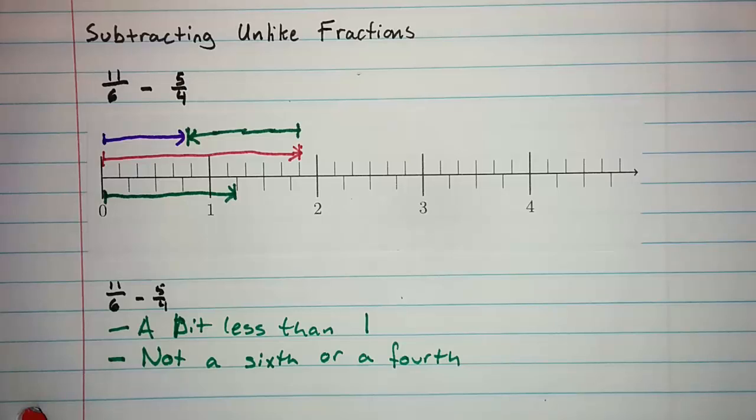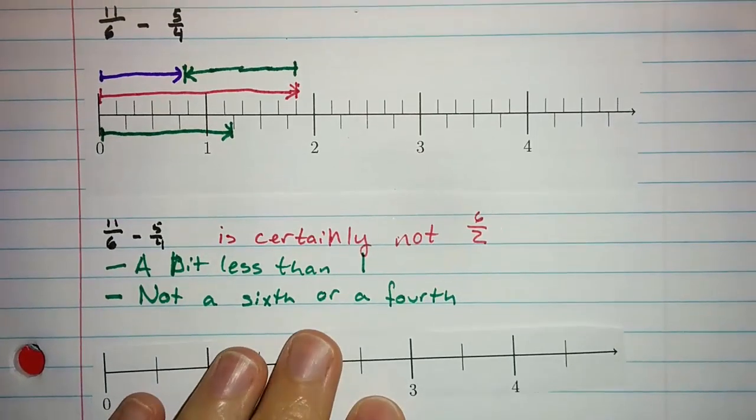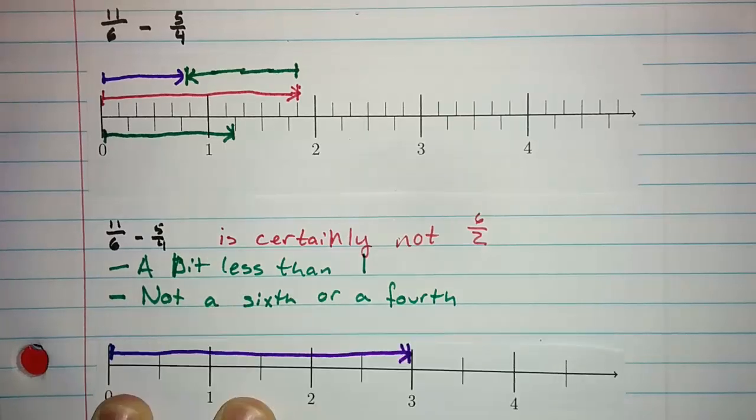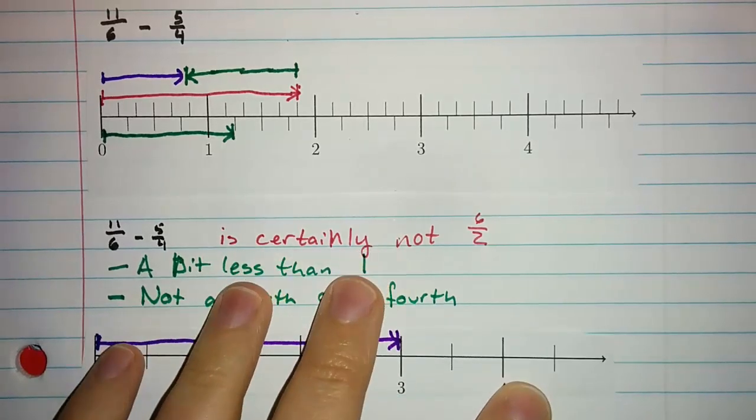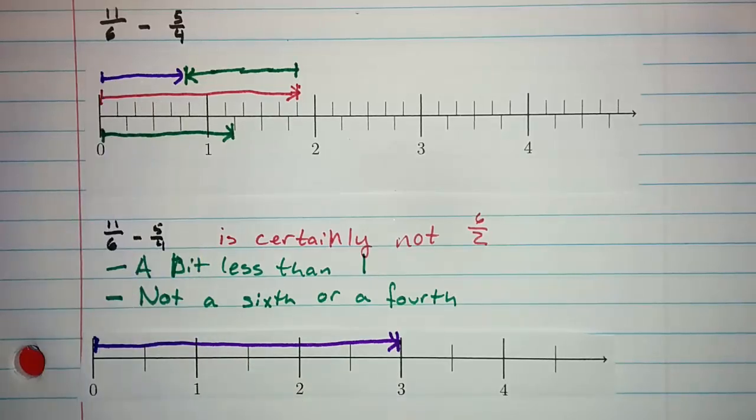11/6 minus 5/4 is certainly not 6/2. Why not? Well, here we have a number line that shows the halves. This is 6/2. Certainly much, much more than 11/6 minus 5/4. I think maybe we should make a similar move to the one we did with addition, don't you?